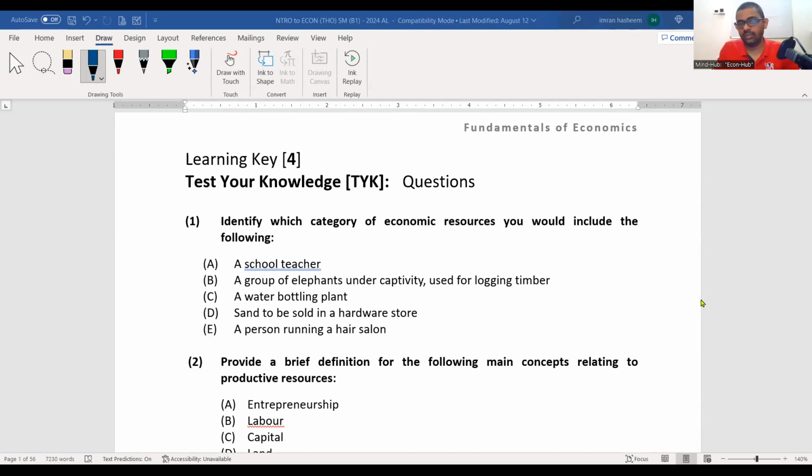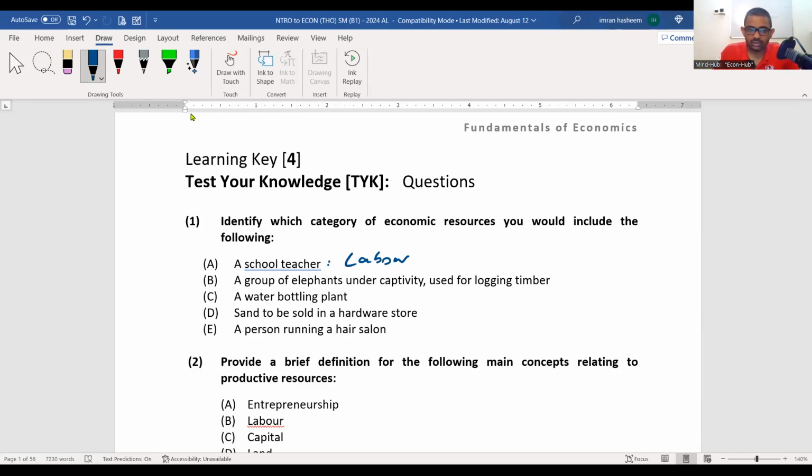Identify the category of economic resources. You would include the following: a school teacher. What is the resource? Is it land, capital, entrepreneurship? School teacher? Think again. A school teacher? Yep, very good. Basically, labor. In economics, physical, mental effort.